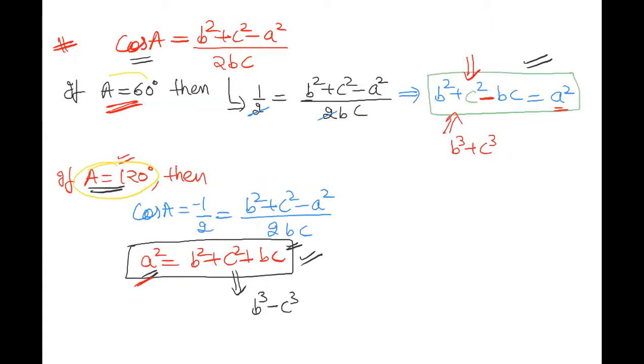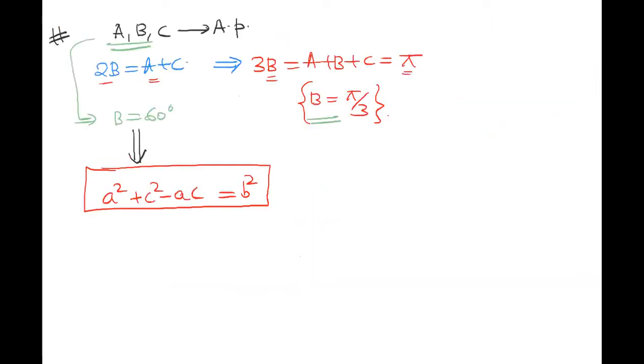So B square plus C square plus BC, if that is equal to A square, then angle is 120 degree. Or if angles are given in AP, then angle B will be equal to 60 degree. And if B angle is 60 degree, I should be able to write A square plus C square minus AC is equal to B square using cosine formula. Clear?